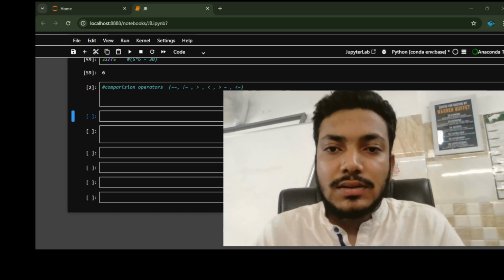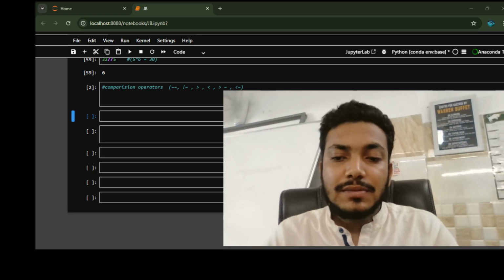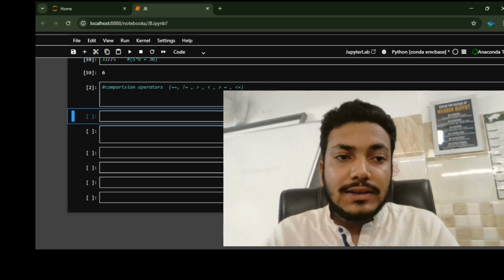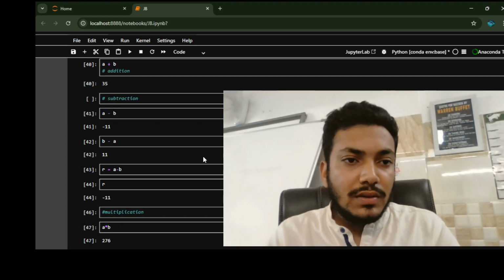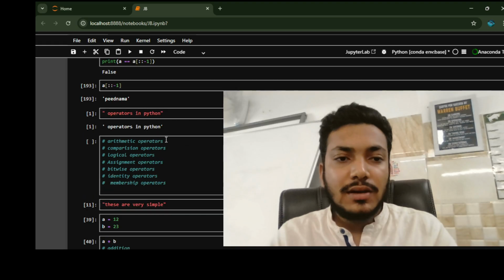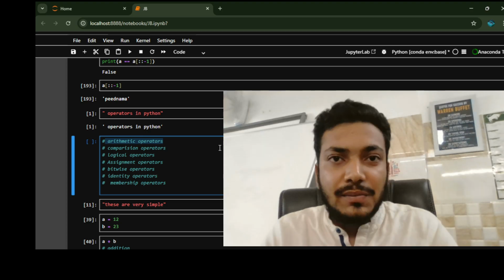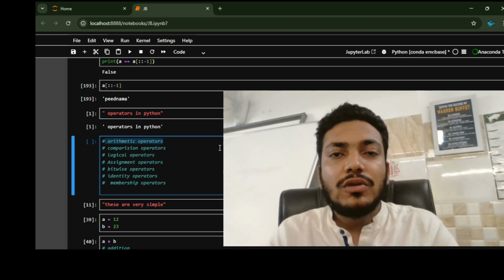Good morning, class. In the previous class, we discussed the basic concepts of arithmetic operators. In Python, we have many categories of operators, and the first category we discussed is arithmetic operators. This includes addition, multiplication, subtraction, division, floor division, and exponential.